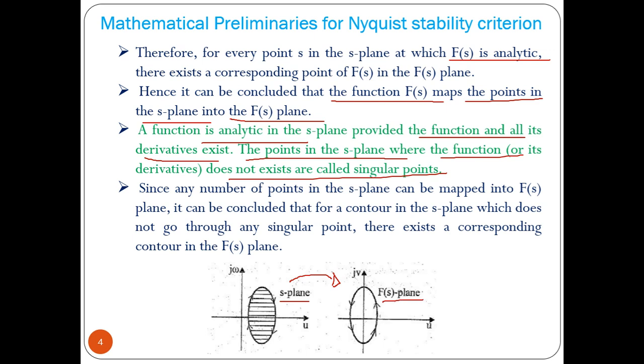That means if we have a pole in the right half s plane, then what we can do is enclose that pole with a contour.